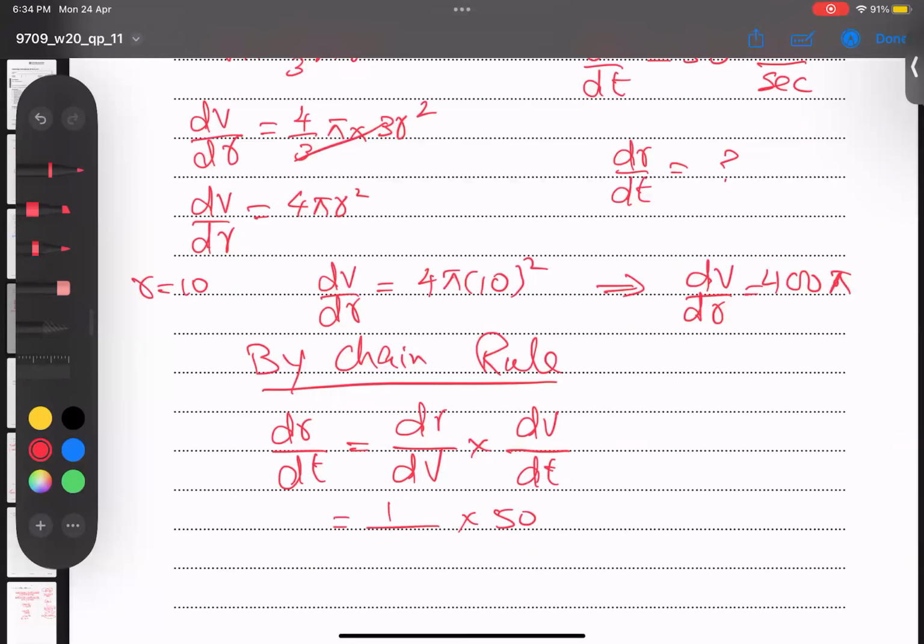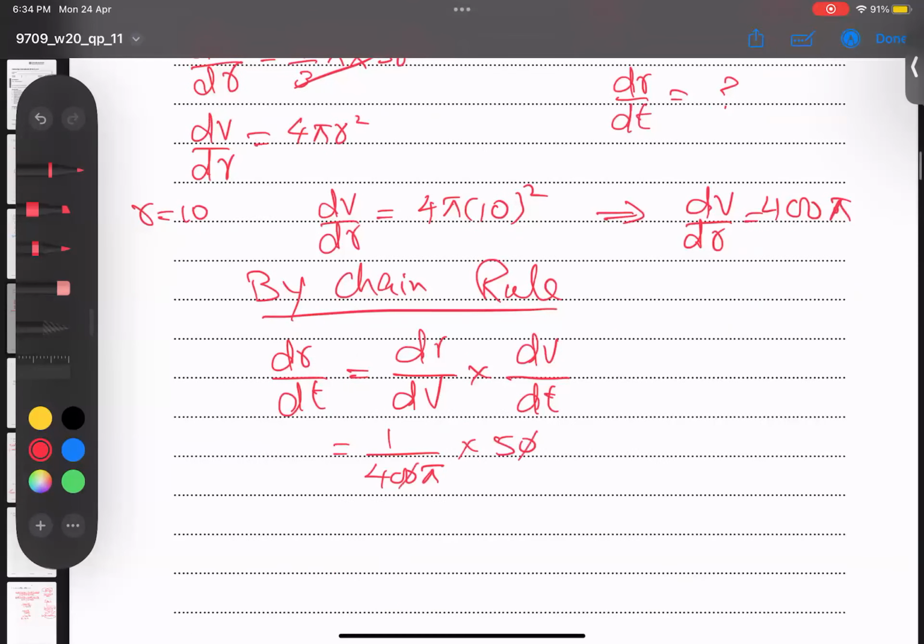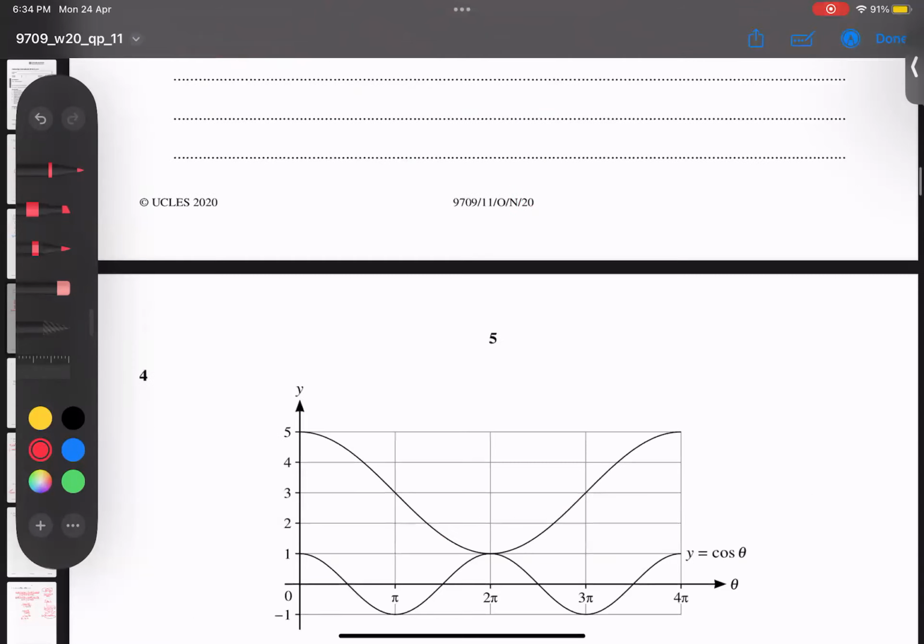1 over 400 pi, and you know, cancel 0, cancel 5 8s. So 1 over 100, 1 over 80 pi. And the unit is centimeter per second, logically, because radius is a length and this is a second. I hope you got the idea. So Alhamdulillah, this part is also clear.